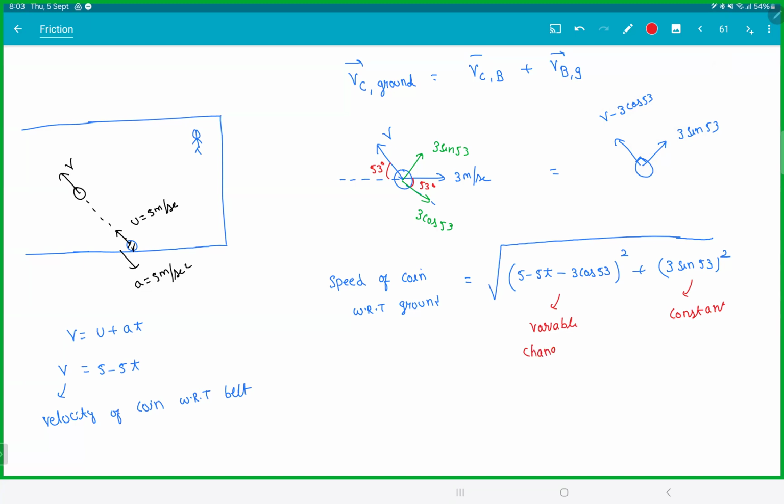Now you tell me, to get the minimum speed, what should happen? If I can make this part 0, isn't that the minimum speed? Because this one can never change. Do you agree with that? This part can change, this part can never change. So what will be the minimum speed? For minimum, this has to be 0. For minimum speed, this is 0.